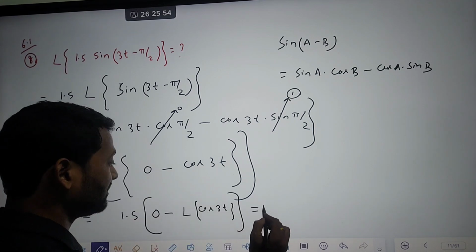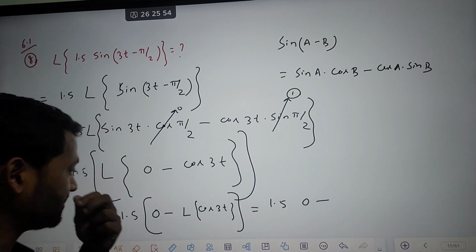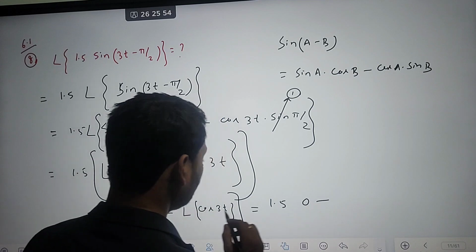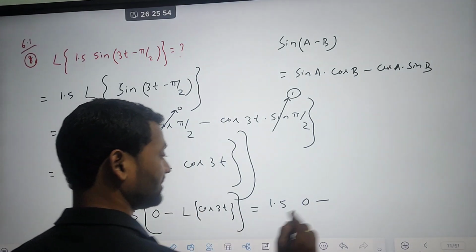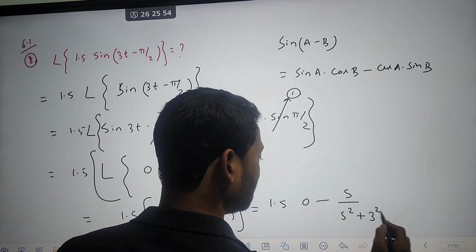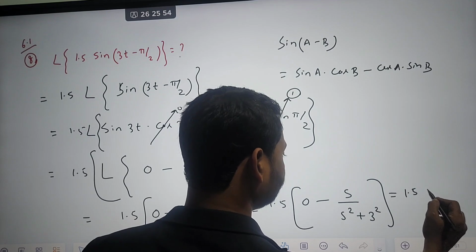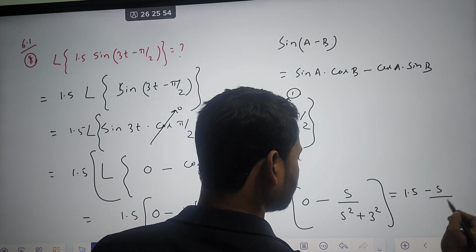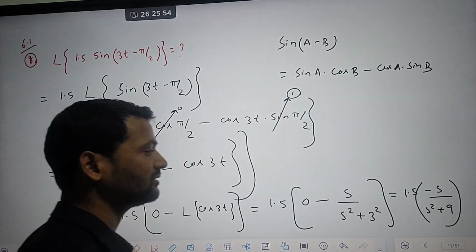गेटिंग माई पॉइंट? क्या करना है? सो 1.5 0 माइनस cos 3t का डिफरेंस लैप्लेस क्या है? cos at का लैप्लेस इज s बाय s स्क्वायर प्लस a स्क्वायर, मतलब s बाय s स्क्वायर प्लस a स्क्वायर, a कितना है? 3 स्क्वायर. ये हो गया आपका आंसर. सो 1.5 माइनस s बाय s स्क्वायर प्लस 9, ये हो गया आपका आंसर.